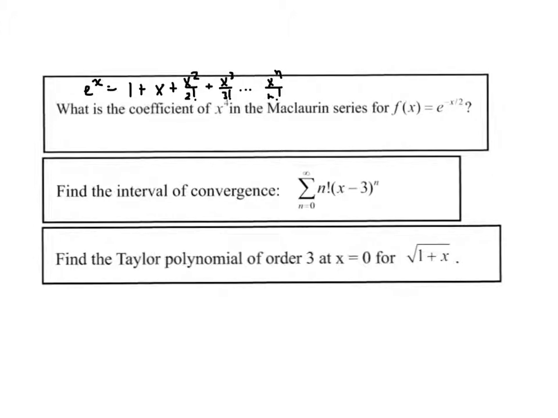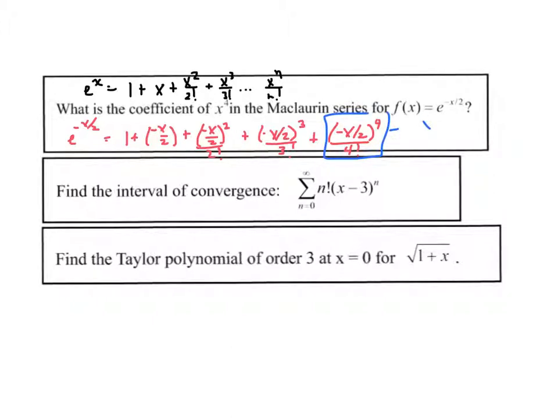So negative x over 2, every time we see an x, we replace it with negative x over 2. So we're to x cubed now. Here will be x to the fourth. Okay, so let's just pluck this term. Let's just look at this one.